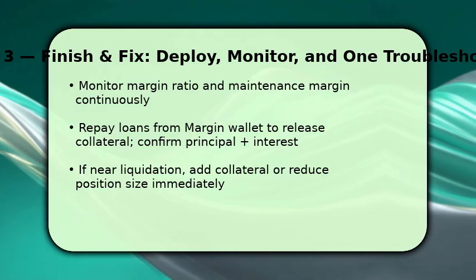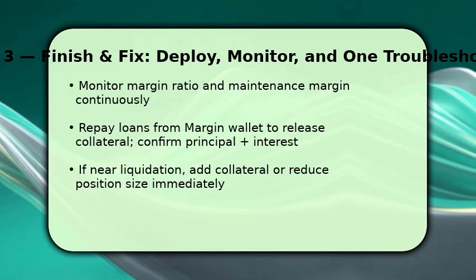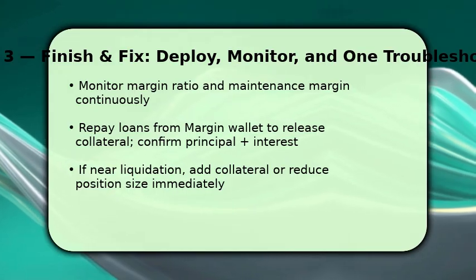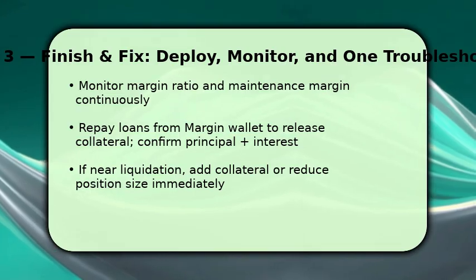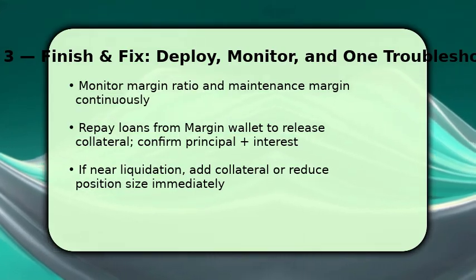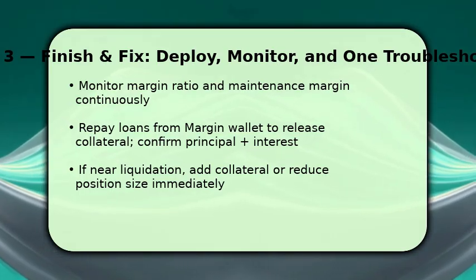If the market turns against you and the margin ratio nears liquidation, add collateral or reduce position size right away. If you can't access funds, contact Binance support and document the transaction ID, but act before liquidation to preserve capital.